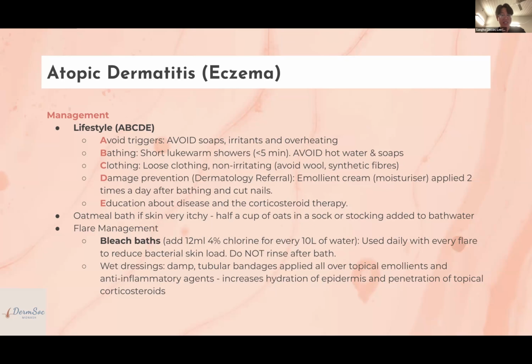We can do oatmeal baths if the skin's very itchy. We just put a half cup of oats into a sock or stocking and add it to the bath water. And if someone's having a flare, we can consider what we call a bleach bath as well, where we literally put a small amount of bleach into a tub of bath water, which we can do daily to try and reduce the bacterial skin load. And then there's also this thing called wet dressings, where we put damp tubular bandages over the moisturizers and the topical creams to try and increase the penetration of those agents into the skin.